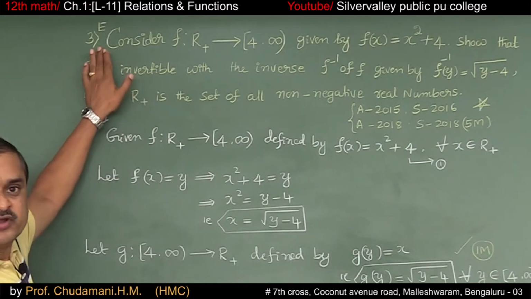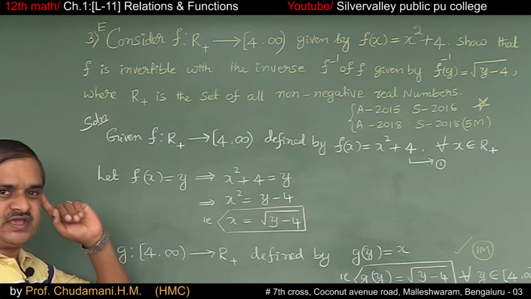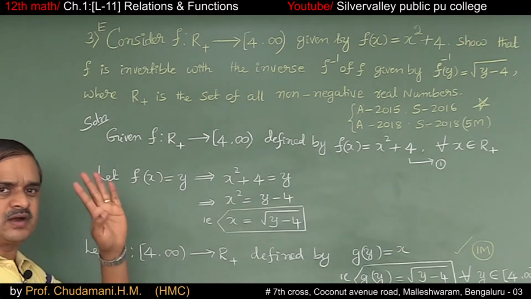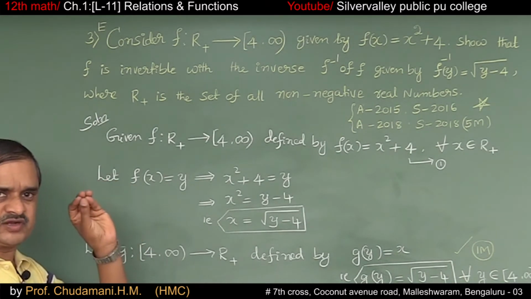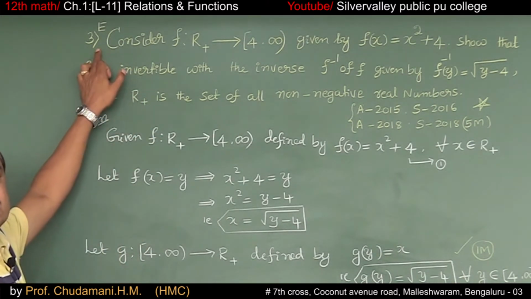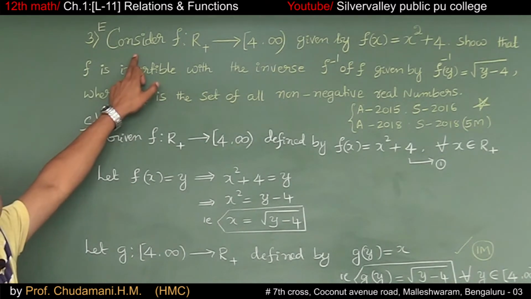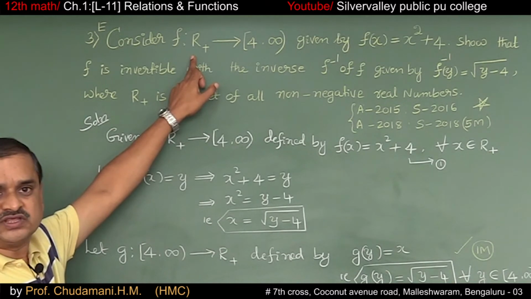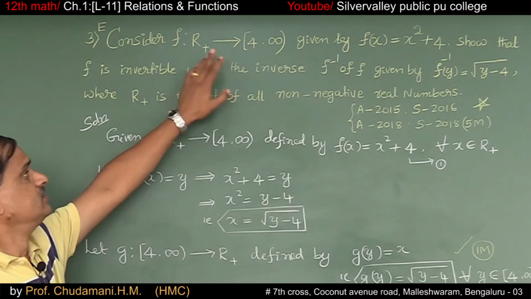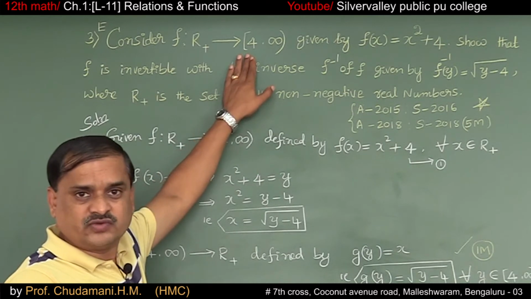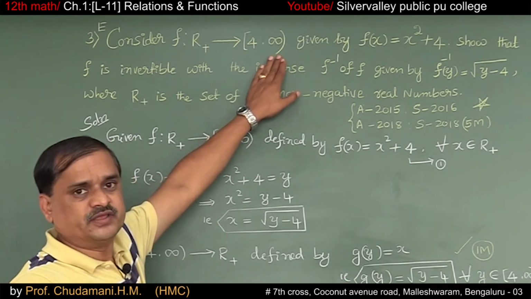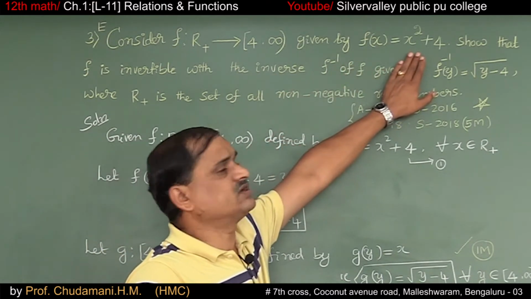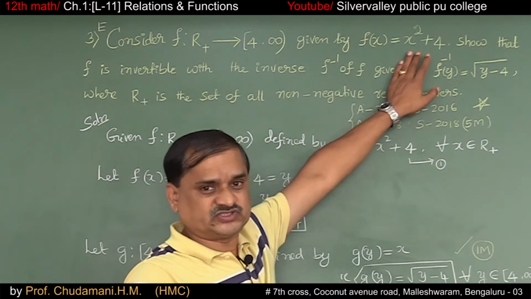So one of the important problems in the 5 mark section again. Okay, in question number 39, part D, 5 mark section. Question number 3, exercise problem. Consider the function f from the set of positive real numbers R plus to the closed interval [4, infinity), given by f of x is equal to x square plus 4.